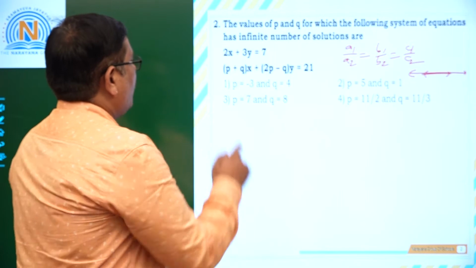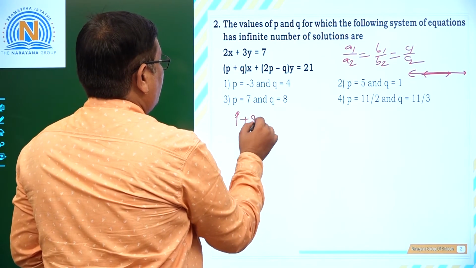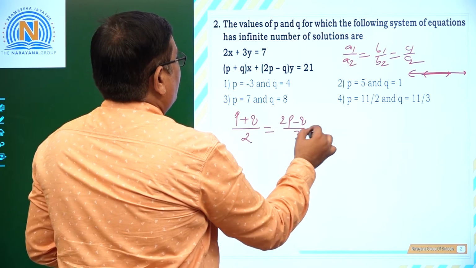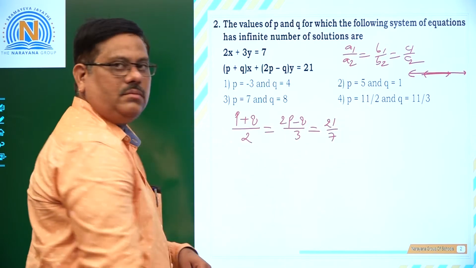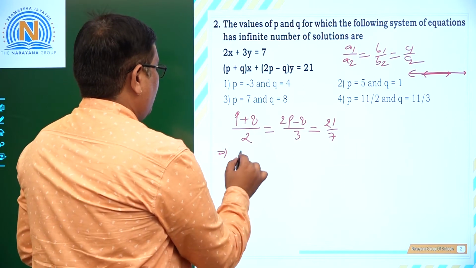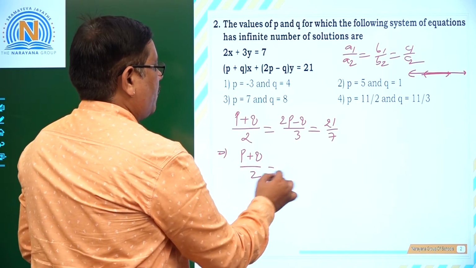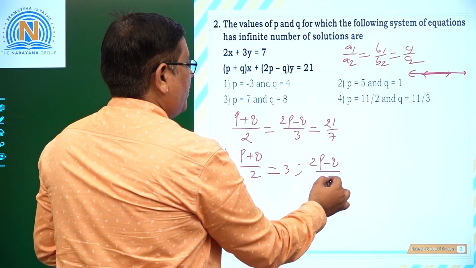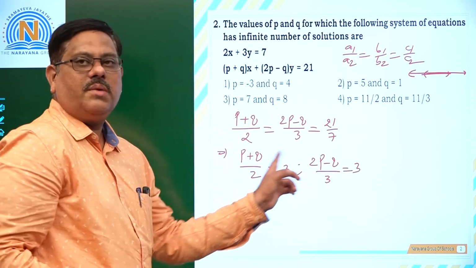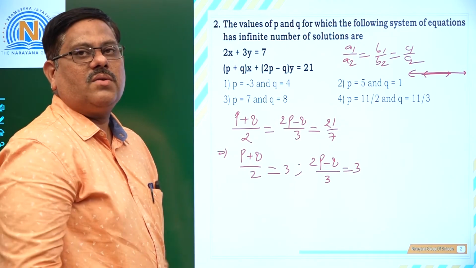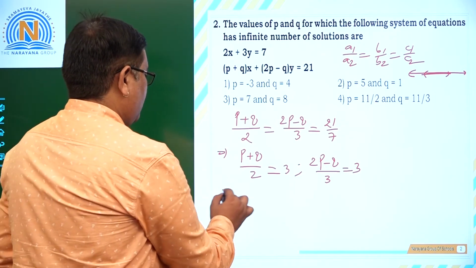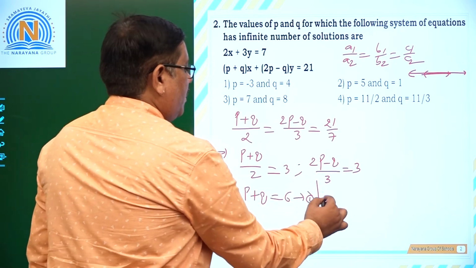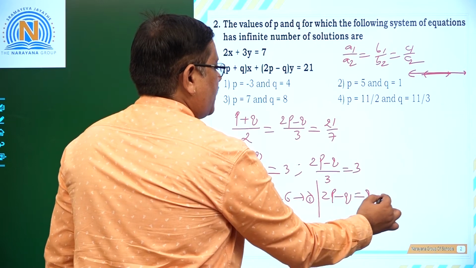Now a1 by a2, let me take p plus q by 2, that is equal to 2p minus q by 3, that is equal to 21 by 7. That implies p plus q by 2 is equal to 21 by 7, which is nothing but 3, that is the first case. Next, 2p minus q by 3 is also 3. You will get two conditions in p and q, solve them, and you will get the values of p and q. So p plus q is 2 threes are 6, condition 1. Here 2p minus q is 9, that is condition 2.